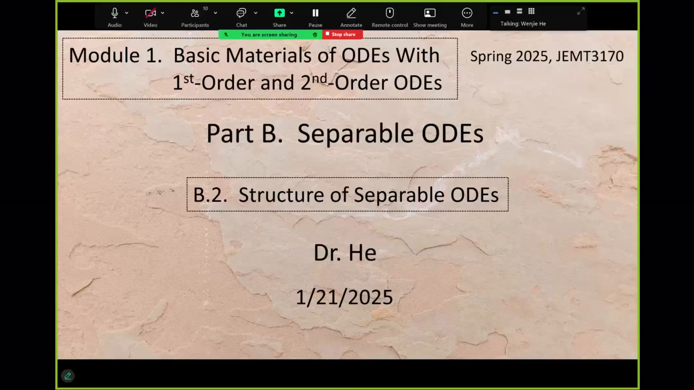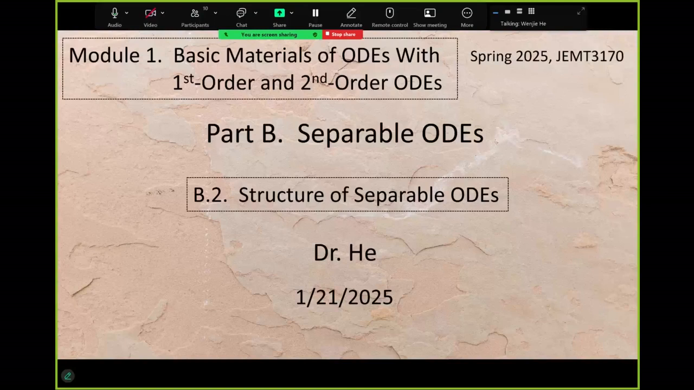But you have a chance to separate them by the special properties of the structure. The equation may have some special structures, so you can take advantage of the structures and use variable substitution. After you apply some appropriate variable substitution, then it becomes separable. That's the meaning of this section.